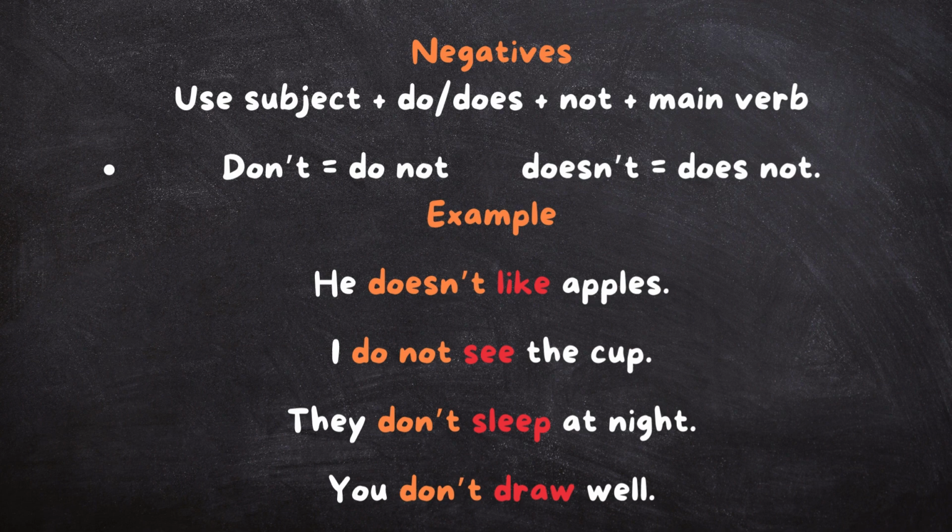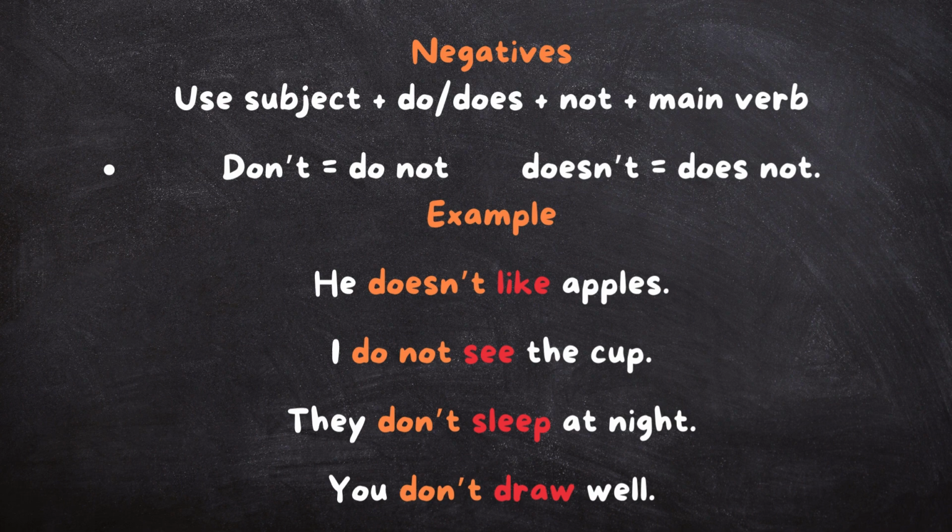The third one too, they don't sleep at night, it has a main verb, the subject, and then don't. Because the subject they is plural, it takes do. And then to make it a negative, we add not. But instead of saying do not, we said they don't. The same thing happens in you don't draw well. So negatives, depending on the subject, remember you either use do or does, plus not, plus the main verb.